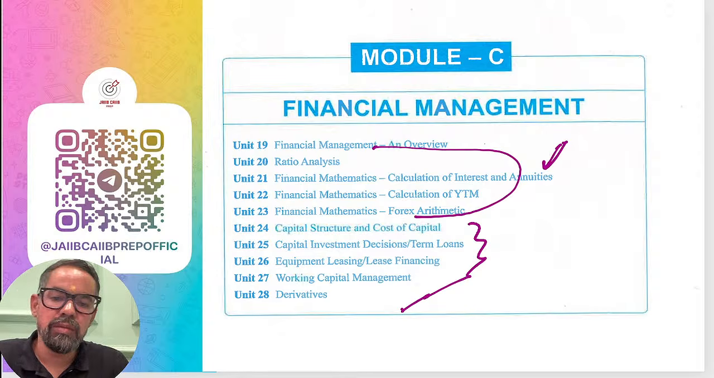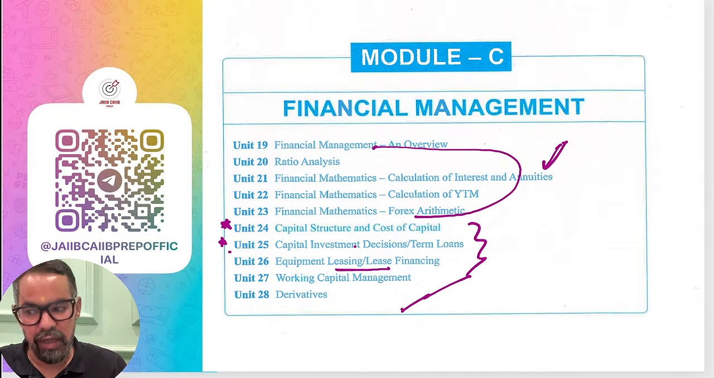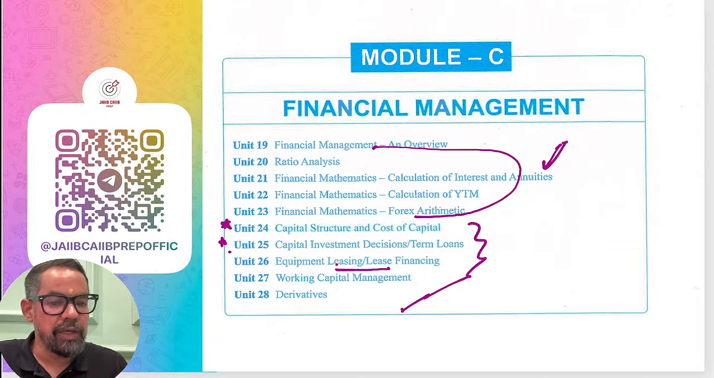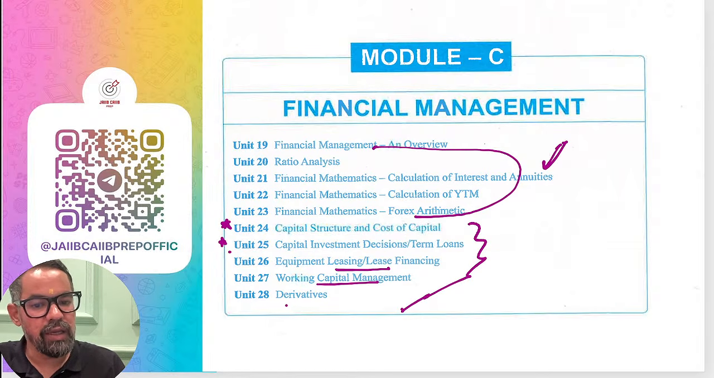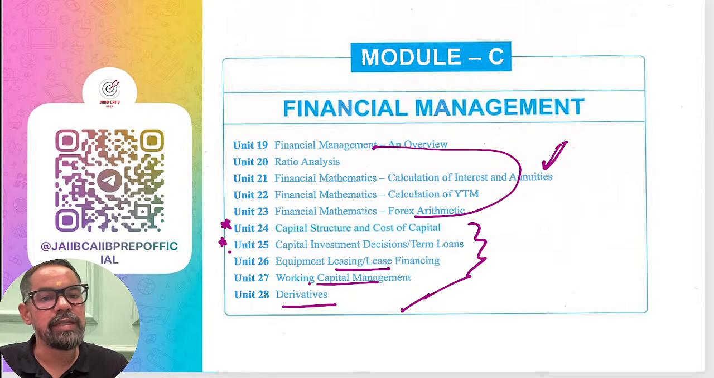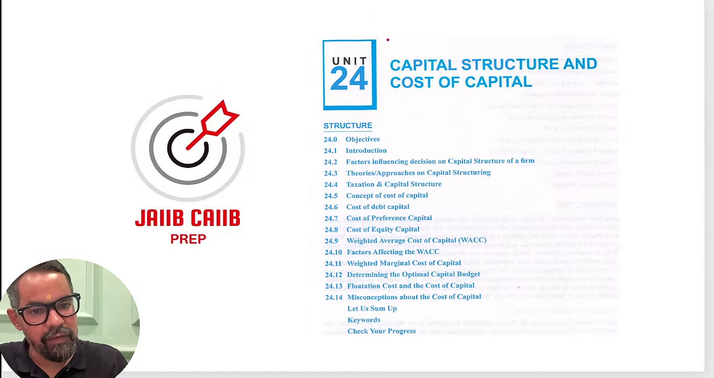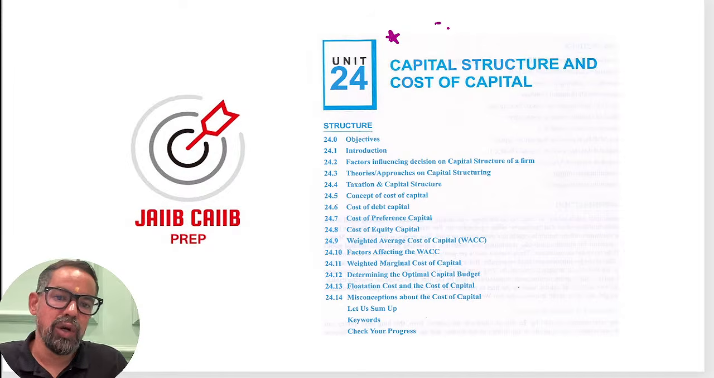So guys, when it comes to unit number 24 and 25, these are very important ones. Then equipment leasing, this we have read in INIFS also. A brief summary I'll give you. Working capital, again a smaller one, and derivatives, that we have already discussed, most of the things which are part of INIFS, right? So here we will be starting with capital structure and cost of capital.